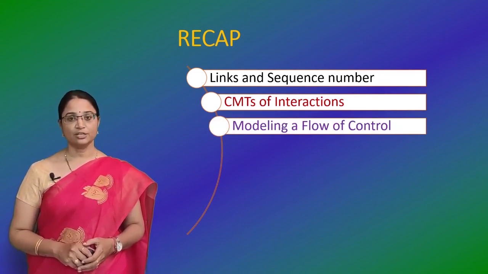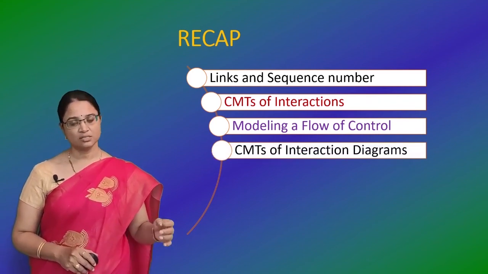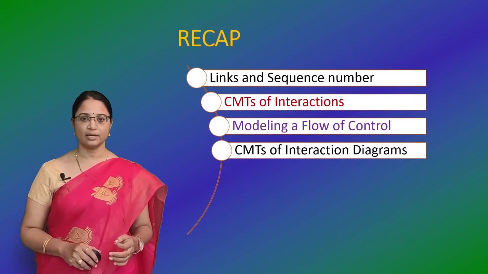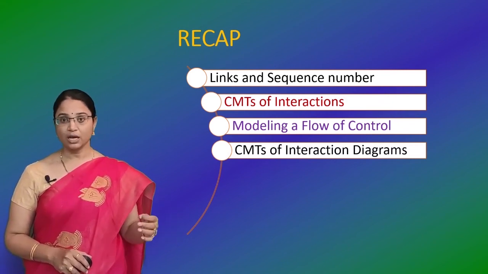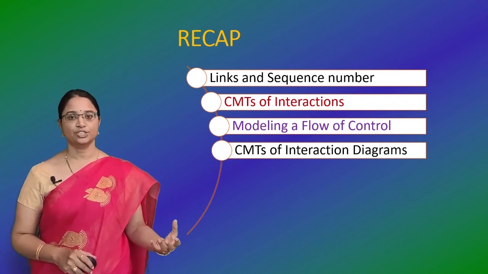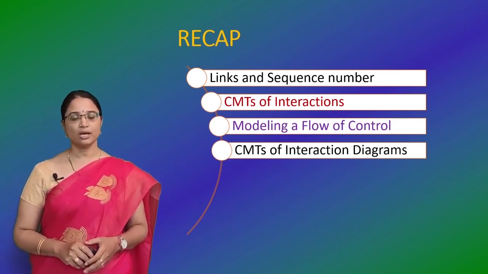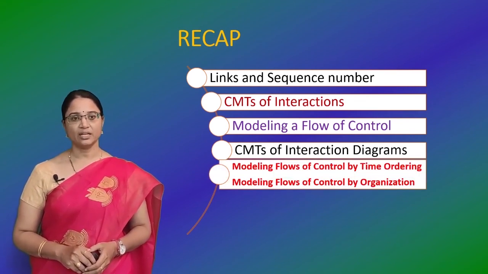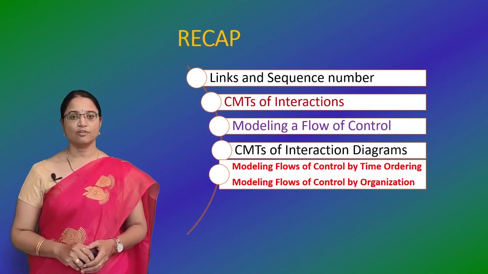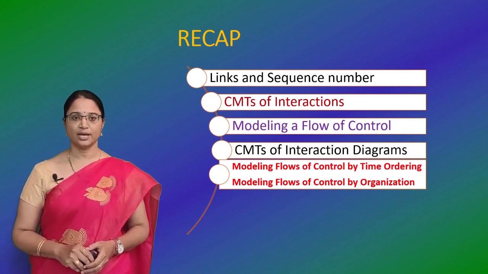Next, coming to the interaction diagrams. In the interaction diagrams, we have gone in detail about the sequence diagrams and the collaboration diagrams. Both are semantically equivalent and both are isomorphic, but they are not representing the same information. Coming to the common modeling techniques of interaction diagrams, we have seen two: to model the flow of control by time ordering, and the second one is to model the flow of control by organization. So these are the two common modeling techniques we have discussed in the interaction diagrams.